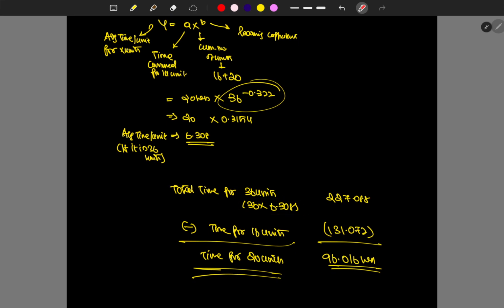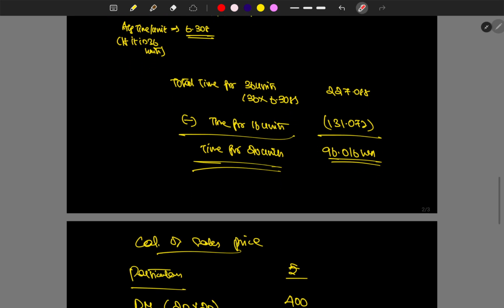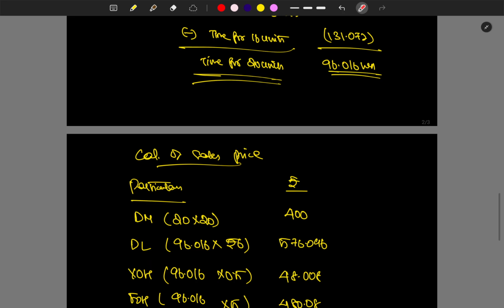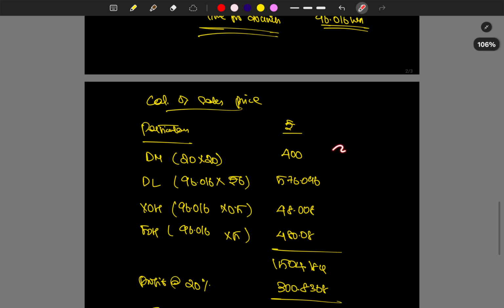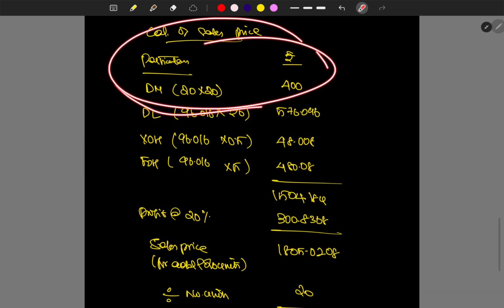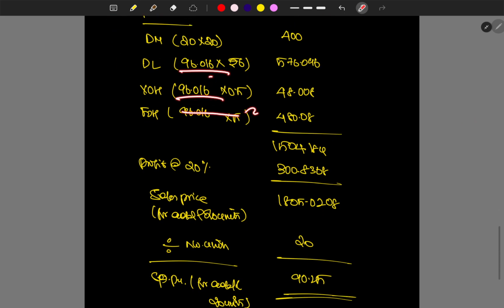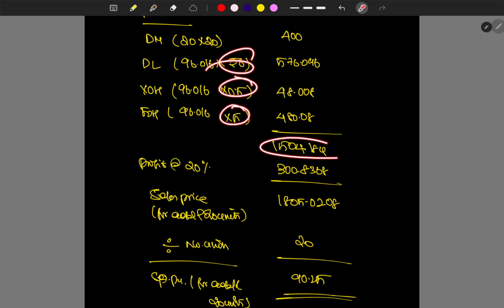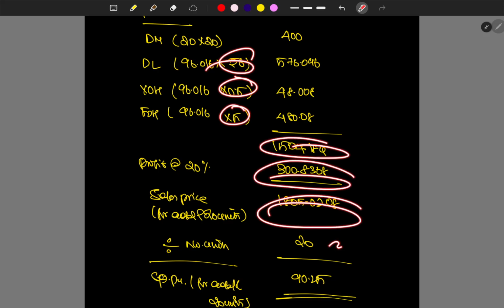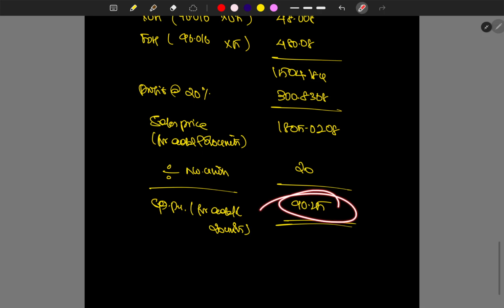So we found the total time for the 36 units, which is 227.088. We had already found the time for 16 units, so we subtracted it and found the time for 20 units, which is 96.016 hours. With that we easily found the calculation of the sale price. The respective costs have been charged, and we found the total cost, added profit, got the sale price, and divided by the number of units to get the sale price per unit.